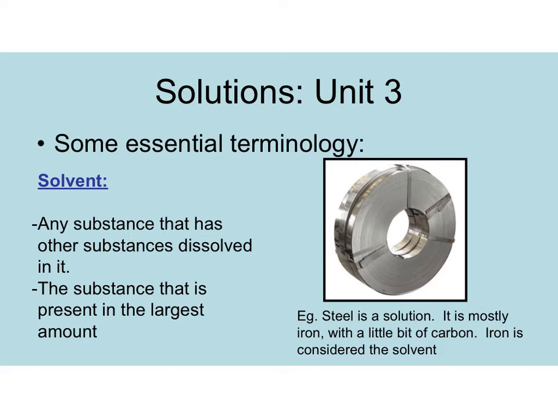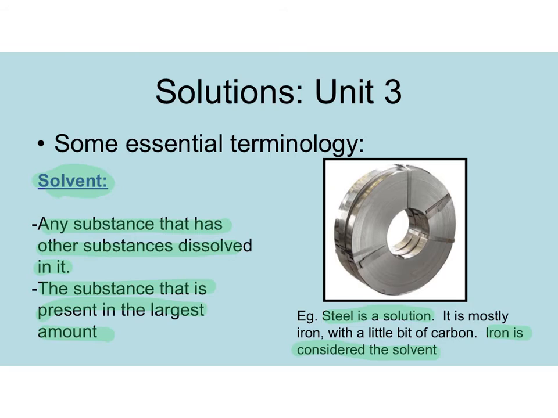Now, a solution is a combination of two things, a solvent and a solute. Let's talk about the first one, the solvent. A solvent is any substance that has the other substance dissolved in it. Most of the time, this is going to be water. The way you can look at it is that it's the substance that's in the largest amount. Steel is a solution, but it's mostly iron with a little bit of carbon. Therefore, iron, because it's in the largest amount, 95% iron, is considered the solvent. What you've done is dissolved carbon into iron. So we call it the solvent.